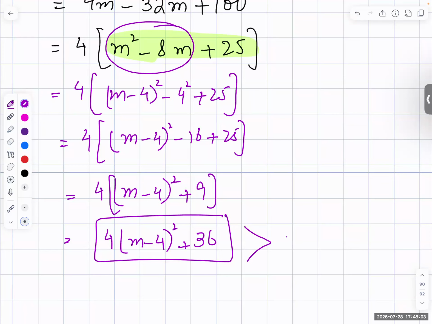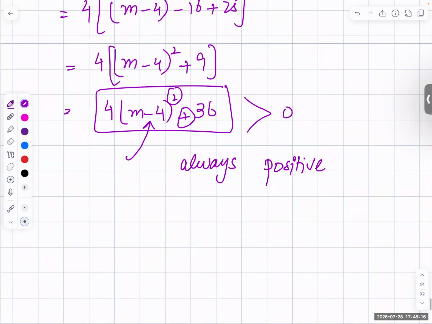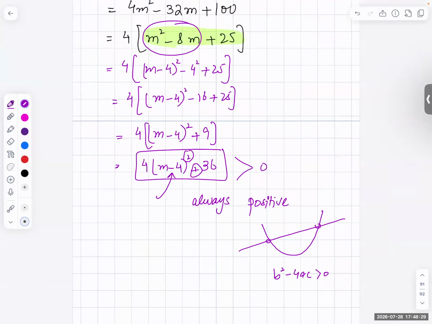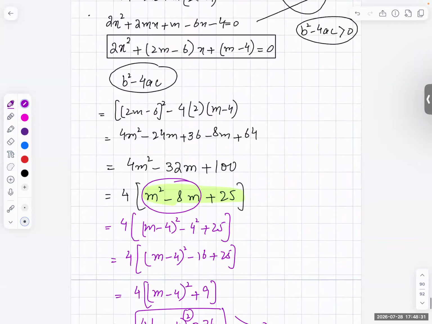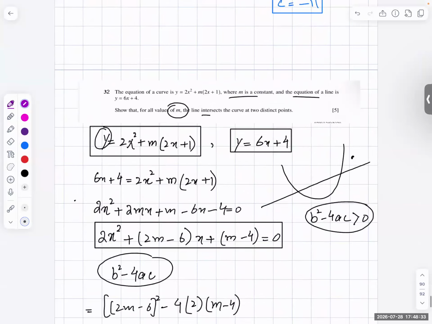Now you would say this is always positive. Why? This is a complete square, it's positive. This is plus 36. So this is always positive. So if my discriminant is always positive, then it satisfies that b square minus 4ac is greater than 0, then my line is going to intersect the curve at 2 points. Done? Is it clear, everyone? Yes. So this is a 5-mark question.